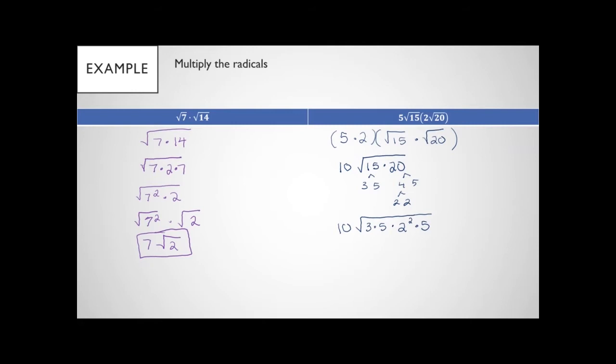So just like I did on the left example, because I have a 5 and I have a 5, I can combine those, I can put those together. So 5 times 5, that's going to be a 5 squared because there's 2 of them. And then a 2 squared. And then I have a 3 that's kind of left by itself. It doesn't really have anything.